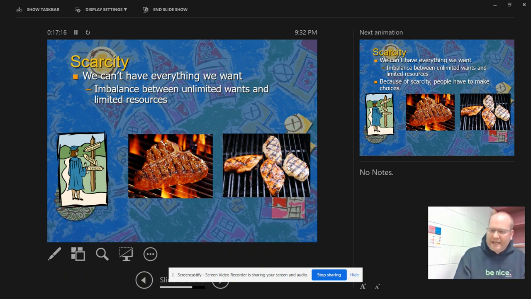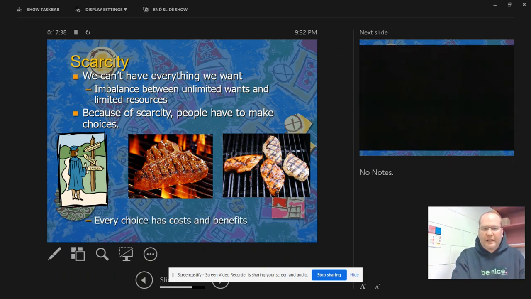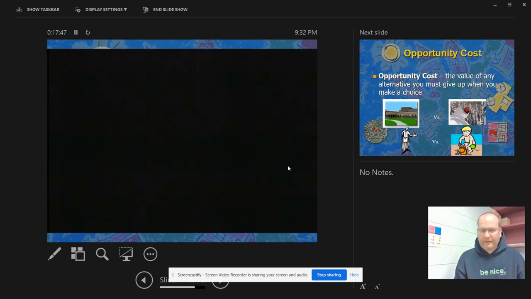And oftentimes our sacrifice for very scarce items is money, right? We got to pay a lot of money for something that's more scarce. So because of scarcity, we got to make choices. We got to make choices between, hey, are we going to use one product over another because one's more scarce than another? And then we get into the fact that every choice has costs and benefits. Okay, every choice we make has a cost and it has a benefit.